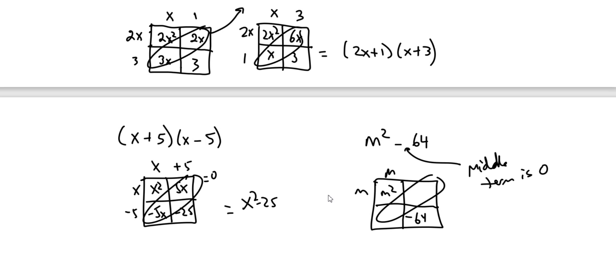Well, the only way numbers are going to add up to 0 is if they're the same number with the opposite sign. So it has to be two numbers that multiply to negative 64 but add up to 0. So that has to be negative 8 and positive 8. So that's going to be m plus 8, m minus 8.